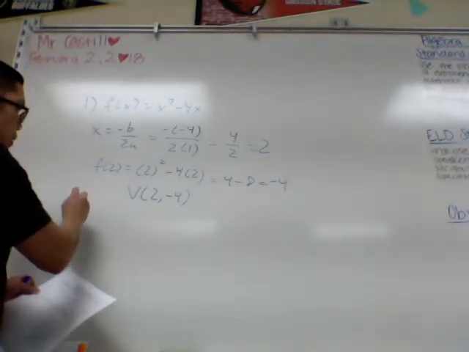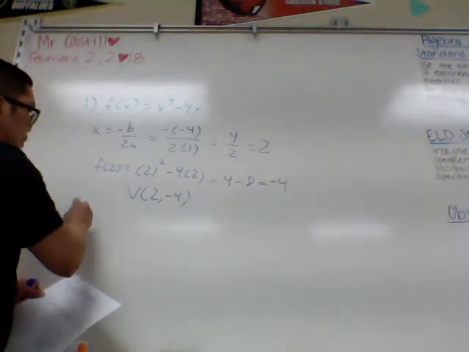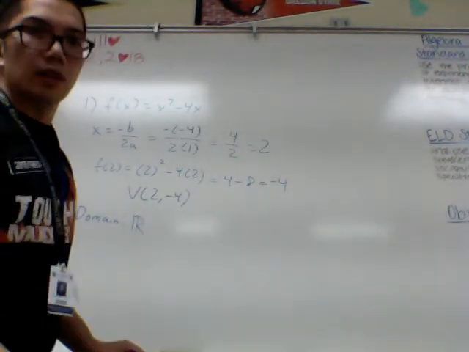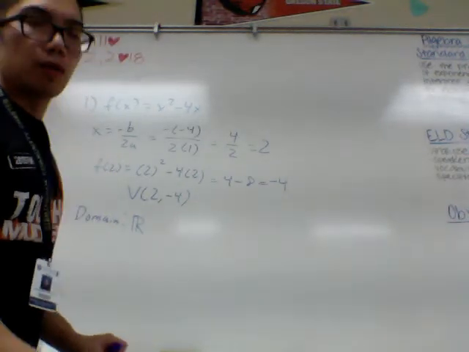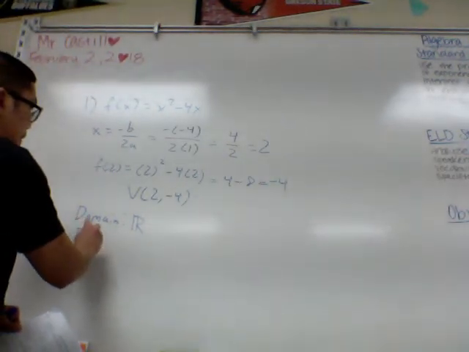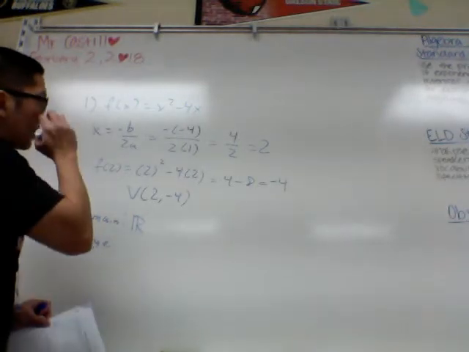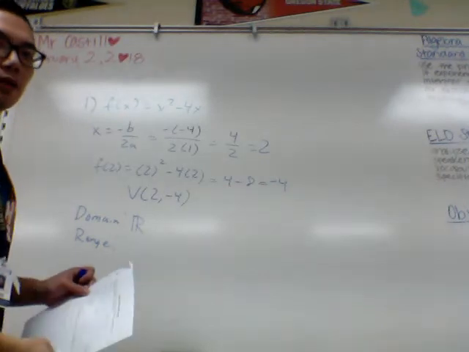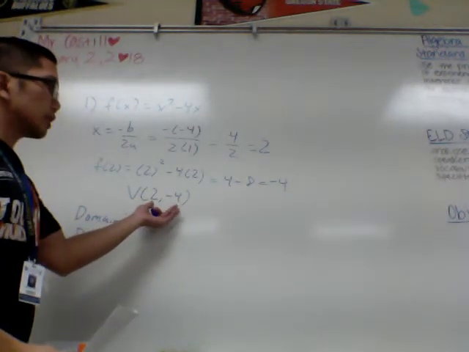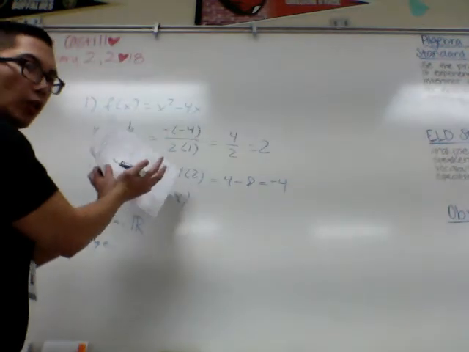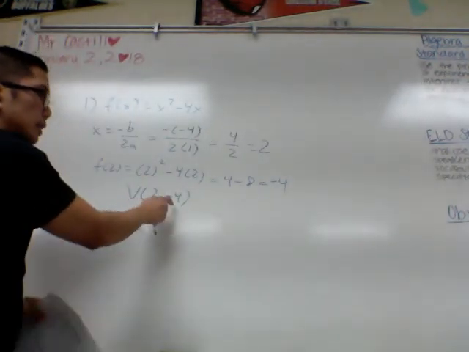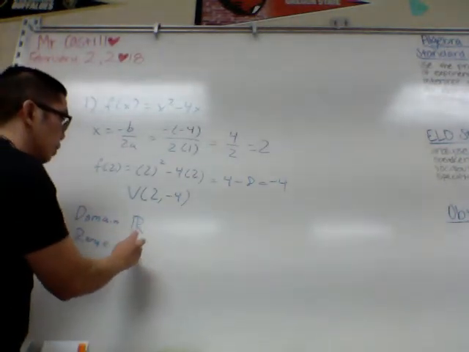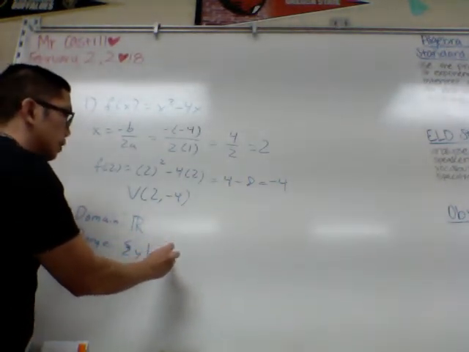Your domain and range. So for a parabola, your domain will always be all real numbers. And then for your range, think about it. This parabola opens upward because a is positive. And if your vertex is at 2, negative 4, and it opens upward, then your range is from the vertex on up. So the range here is all y, such that y is greater than or equal to negative 4.